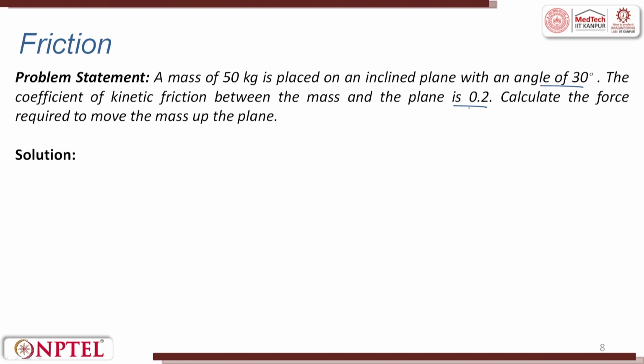So, that means gravity will come into existence here. Here we have been given mass is equal to 50 kg, theta is equal to 30 degrees, and mu k is 0.2. So, we know that N is equal to mg cos theta. If we calculate this, this is equal to 50 into 9.81 into cos of 30 degrees, which is equal to 424.1 Newton.